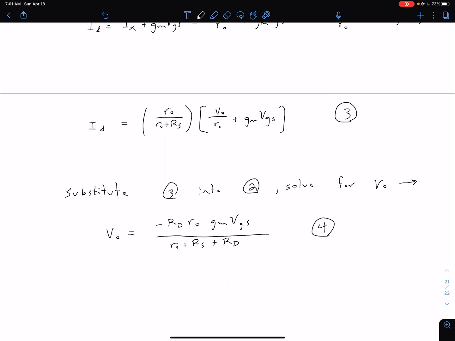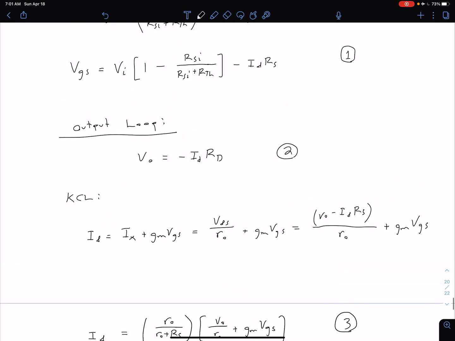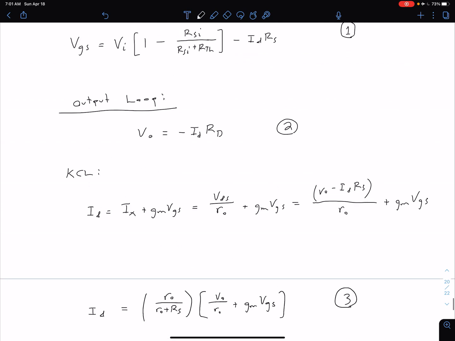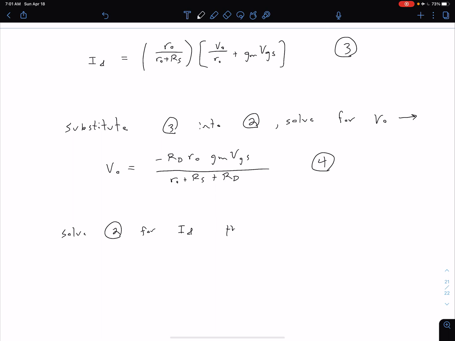Again, this wasn't a new equation from the circuit, we've just combined some of those previous equations to get this. So now we're going to rearrange expression 2, and we're going to substitute that into expression 1. So let's go ahead and write that out. We're going to solve equation 2 for ID. Right now it's in the form of V out equals negative ID RD. So we're going to rearrange that and solve for ID. And once we do that, we're going to then substitute that ID expression into equation 1.